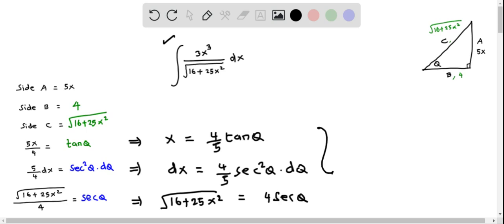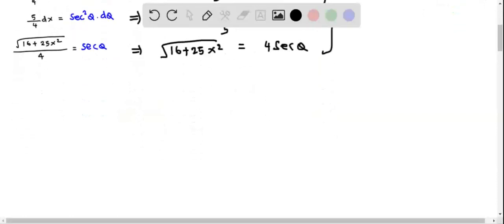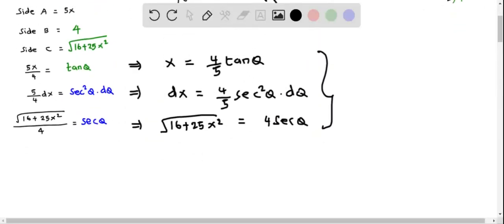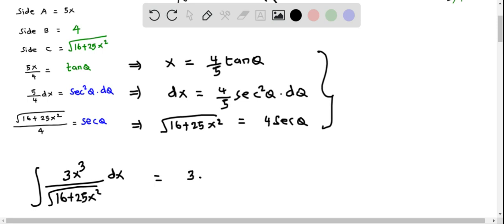And this means we can utilize all these expressions, replace those quantities into this given integral and convert everything in terms of trigonometric ratios. So let's do that. Let me copy the given integral, which is 3x cubed over the root of 16 plus 25x squared, dx. So this is equivalent to, I factor out the 3, and in place of x, I'm going to replace this as 4/5 of tangent q.